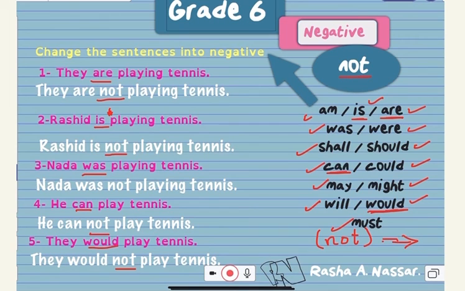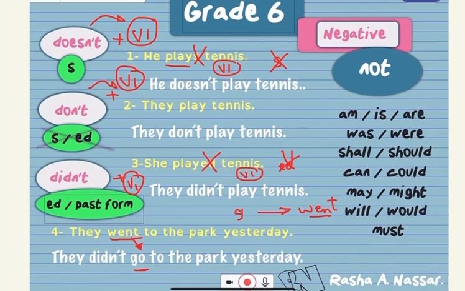So you have two ways of changing your sentences into negative. Number one, if you see S or ED or you don't see ED or S, you will use doesn't or don't or didn't plus V1. Or you will use not. When can you use not only? When you see any of these helping verbs.